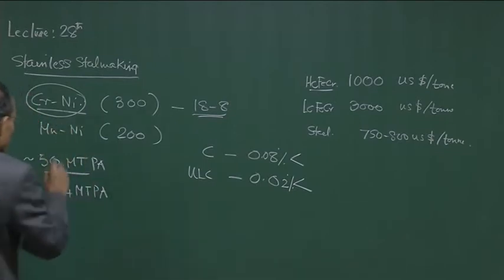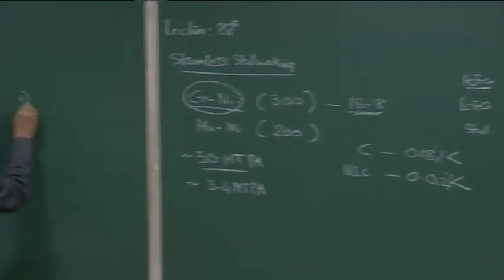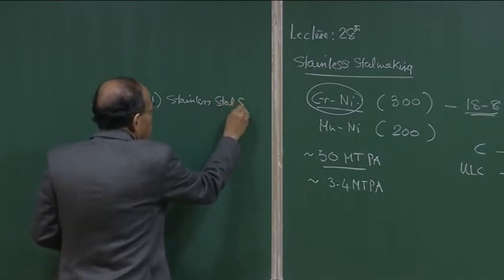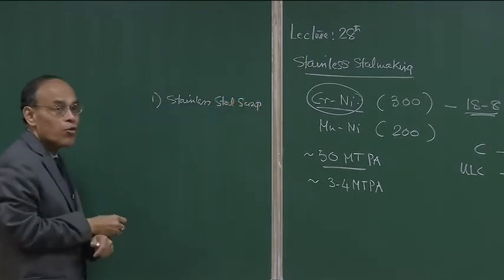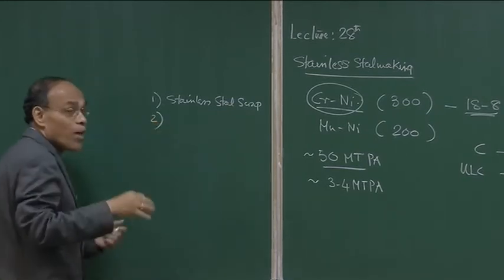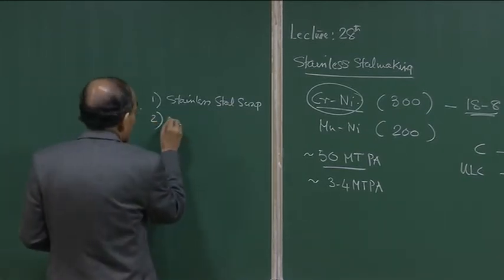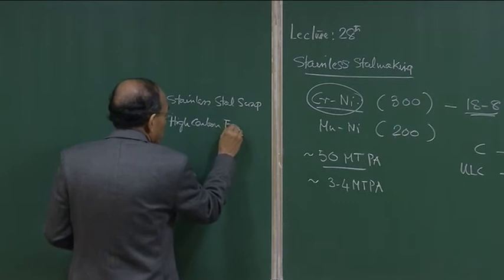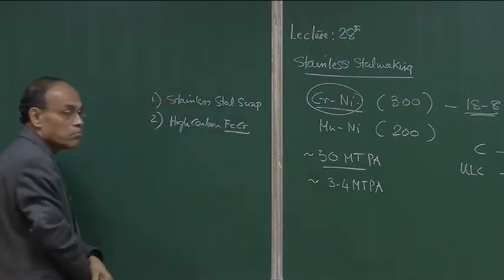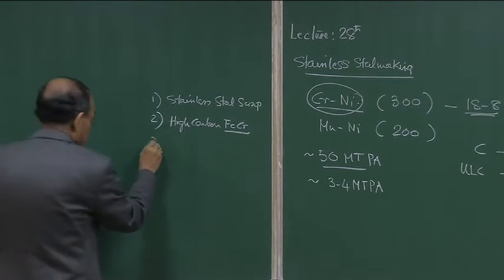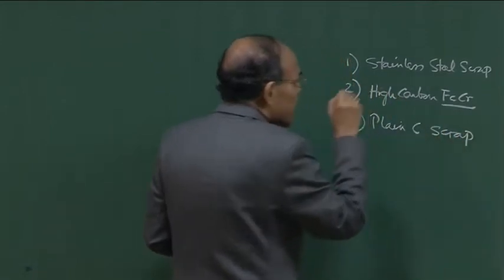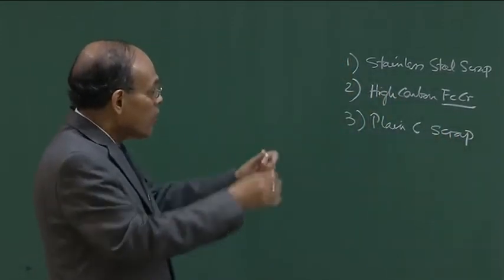Now, for making of stainless steel, 300 series stainless steel, we would say that the raw material would be stainless steel scrap. This is one part of the raw material. Then, because chromium is going to be partitioned, we require a chromium source. So, we will use high carbon ferrochrome. We can use plain carbon scrap also. And if we use all these things, we will understand the volume is now more.